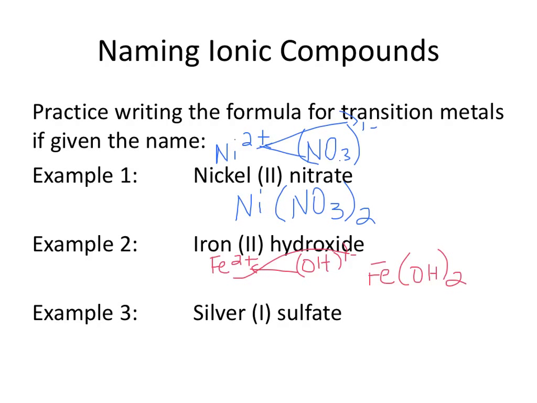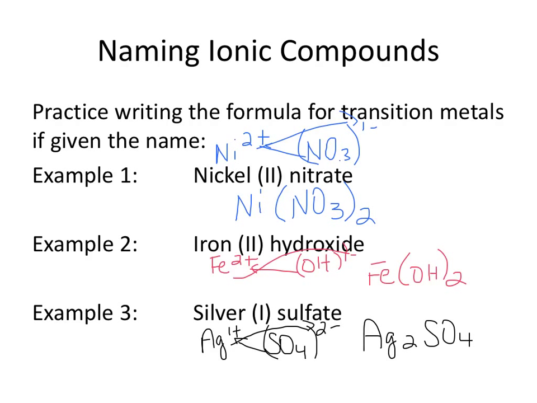And then the last one, silver 1 sulfate. Silver 1 means silver is carrying a 1 plus charge. Sulfate, if you look this up on your chart, it's 2 minus. So this would be Ag2SO41. And that is how you do that.